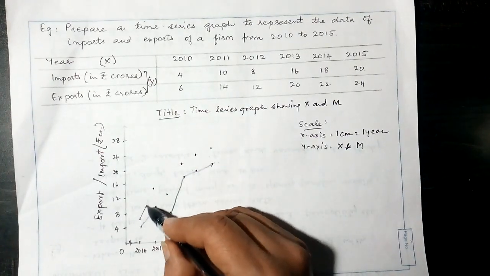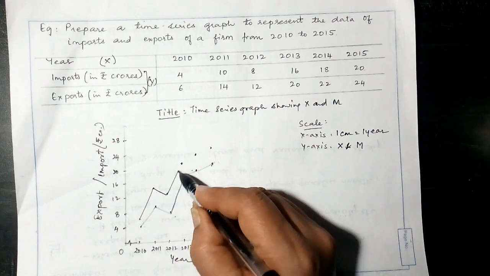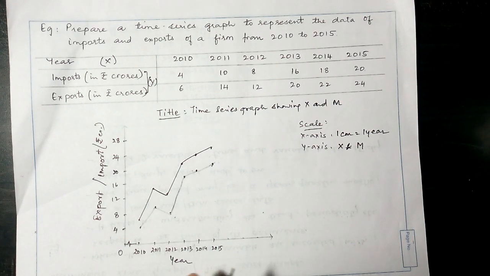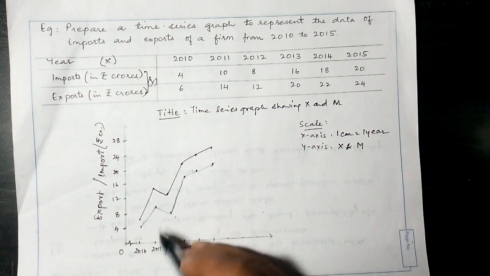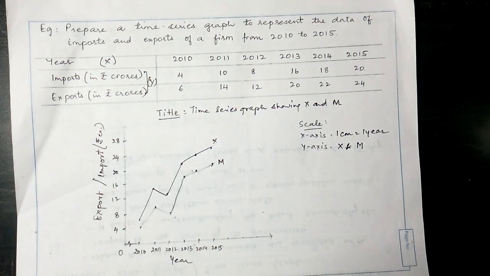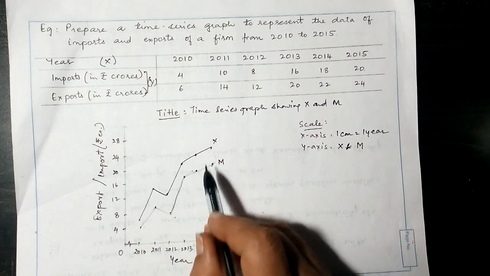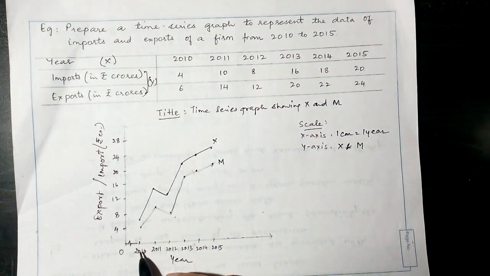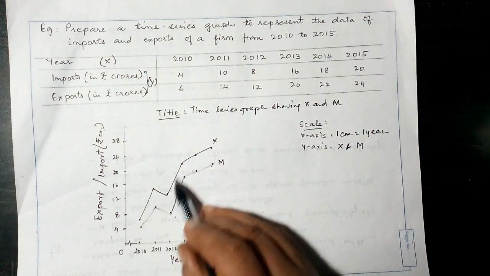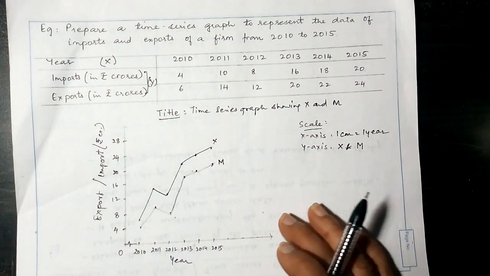Here we will use this color. We find that there was a fall, somewhat parallel to the imports. So the trend can be seen that as imports increased, exports also increased, and when imports fell, exports also fell. This is our export line and this is our import line. This time series graph shows us the trend of exports and imports during the 2010 to 2015 period.